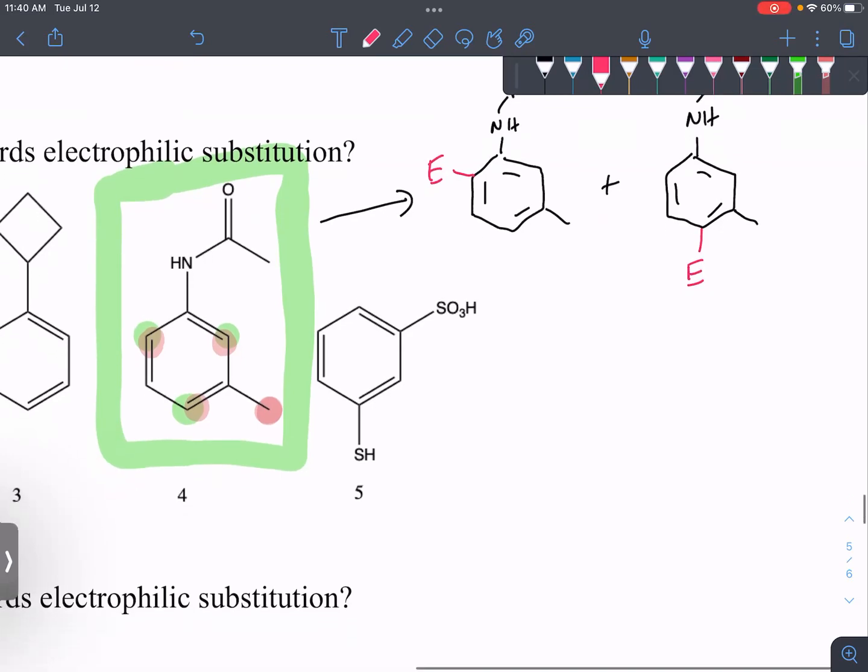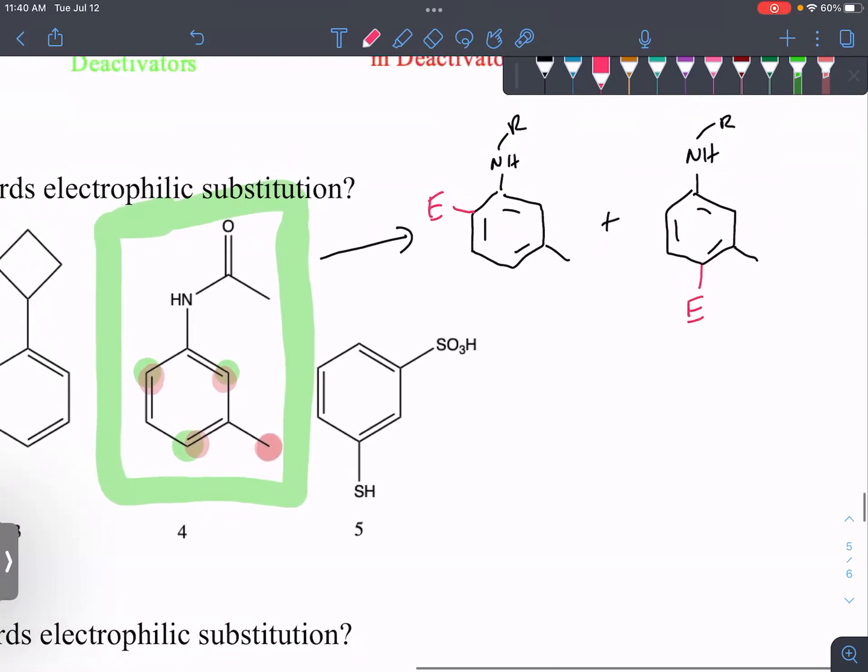Okay, so number 5 is a better example. For this fifth benzene over here, where is the SH directing? Which carbons? Ortho and para. So this SH wants the electrophile to go to those 3 carbons.